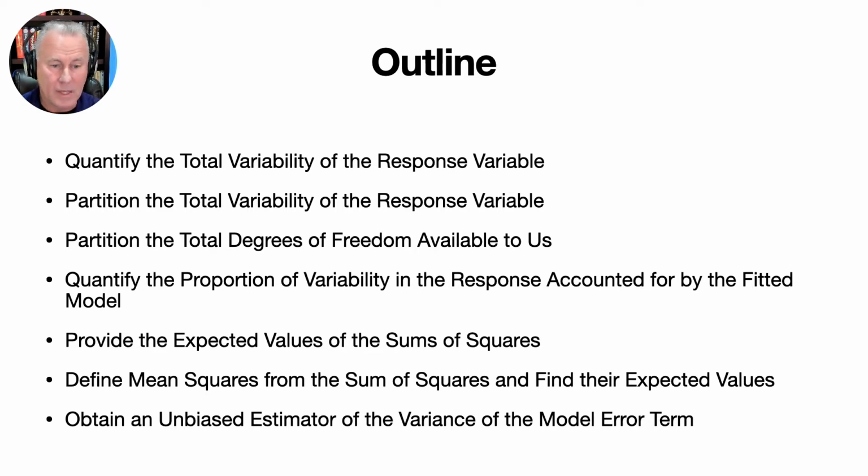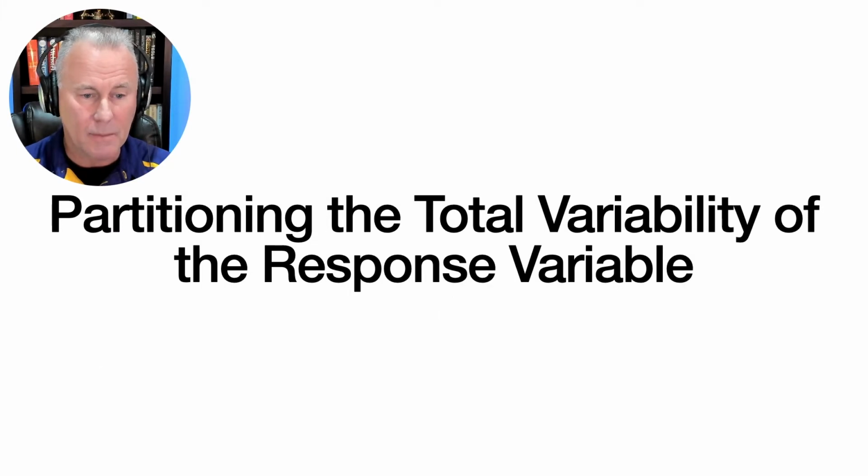We'll then provide the expected values of the sums of squares that comprise that partitioning of the total variability. We'll then define mean squares from those sums of squares and find their expected values. And then finally, we'll be able to obtain an unbiased estimator of the variance of the model error terms. So let's first look at partitioning the total variability of the response.